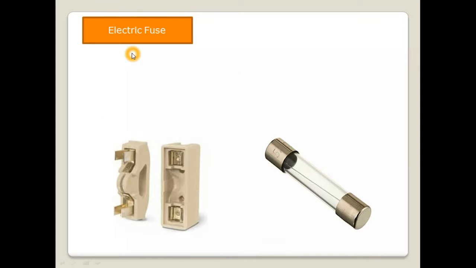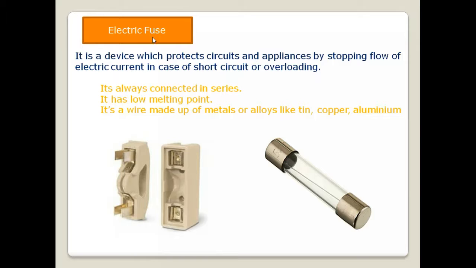The most important application of the heating effect is utilized in the electric fuse. Now this electric fuse is a kind of device which protects circuits and appliances by stopping the flow of electric current in case of short circuit or overloading. That means this fuse is a kind of safety device. It protects our household wiring, our appliances. Now, what is this fuse made of? You can see it's a short type of wire.